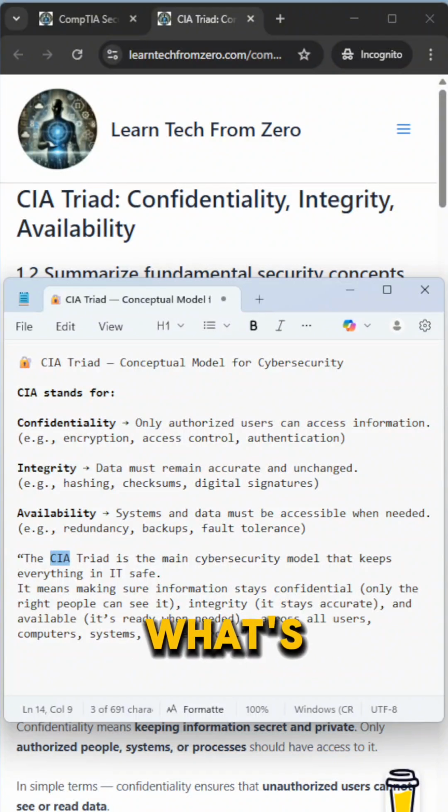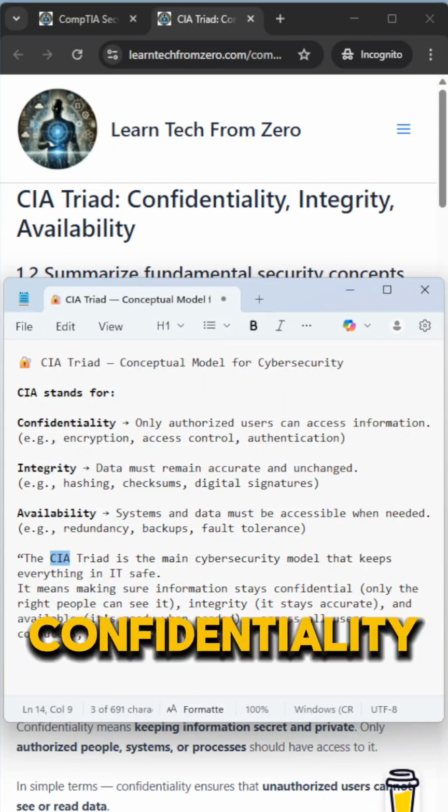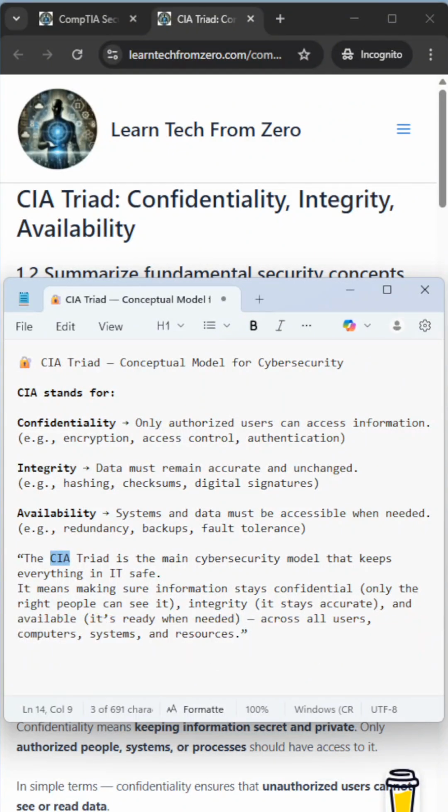So what's C? C is confidentiality. What it means is there's a way to keep everything confidential. You can go on the website to practice those methods. But in simple terms, confidentiality means only authorized users can access information. Only people who are authorized to access certain things will have access to them. Not everyone should have the same access. So this goes into confidentiality.